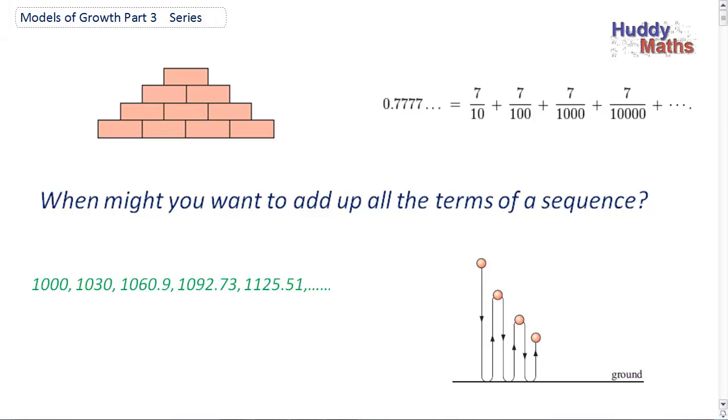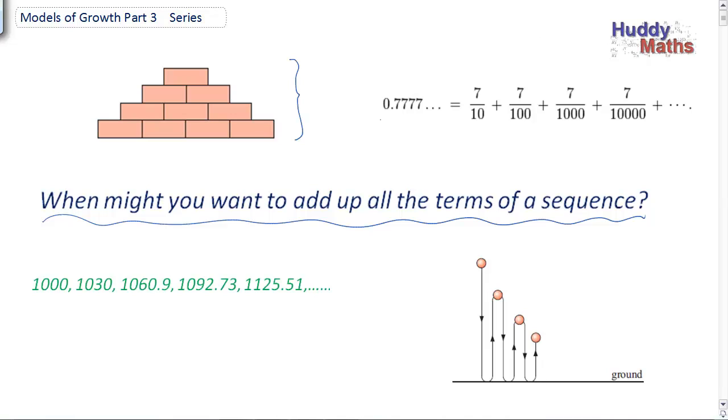Hey, welcome back to part 3 in Models of Growth, and this is still to do with sequences. This one's called series, so let's have a look around the screen here and have a look at what we've got here. This is a little structure in which the number of bricks in each layer follow an arithmetic sequence. And when might you want to add up all the terms of a sequence? Well, the answer is if you want to know how many bricks to make a wall, mate.